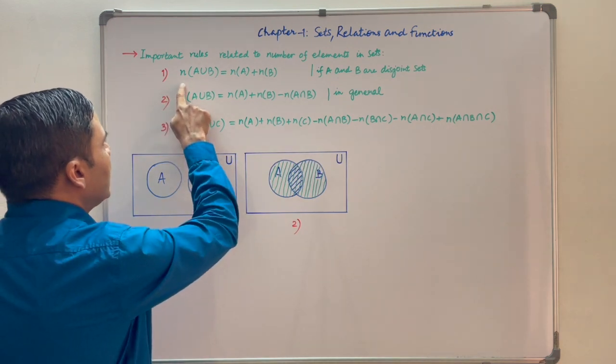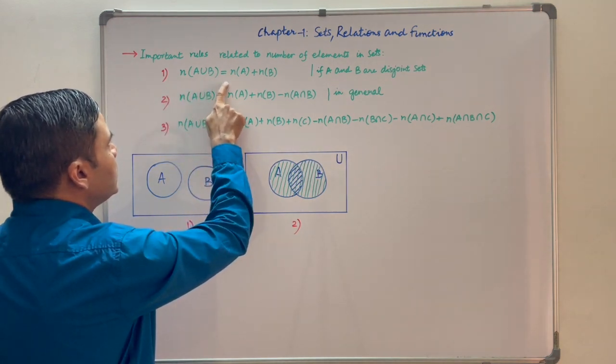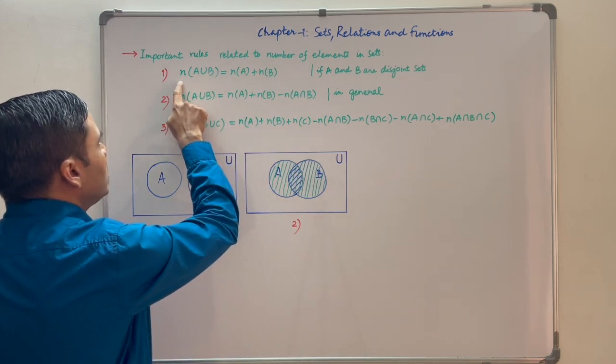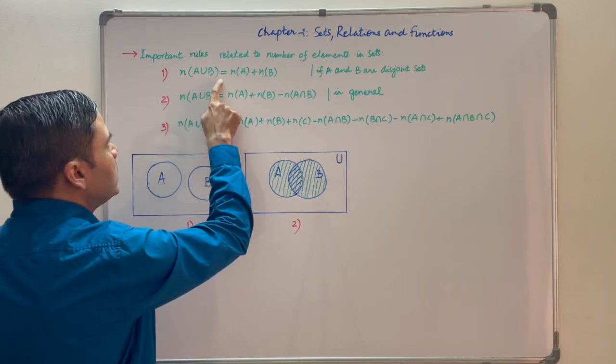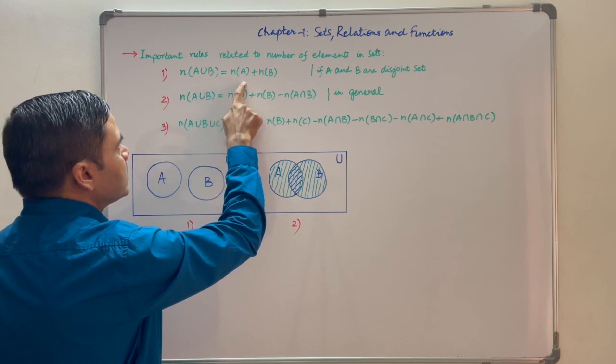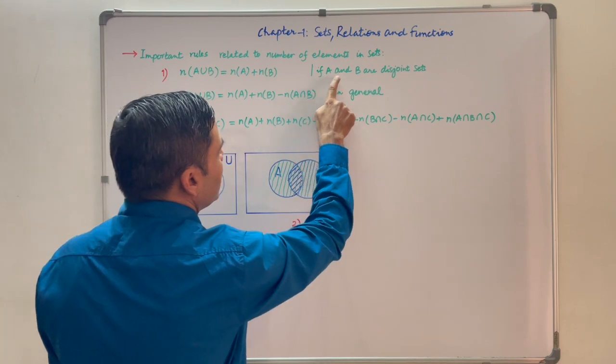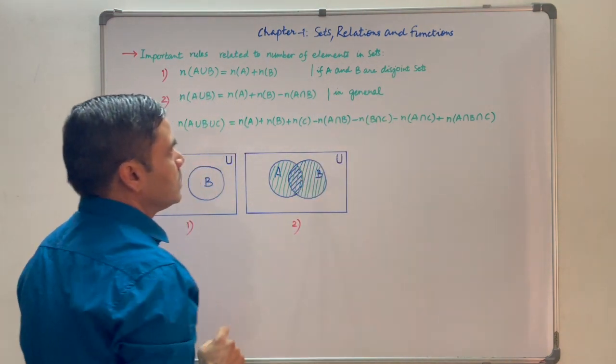First one is n(A union B) is equal to n(A) plus n(B). It is read as number of elements in set A union B is equal to number of elements in set A plus number of elements in set B. The condition is if A and B are disjoint sets.